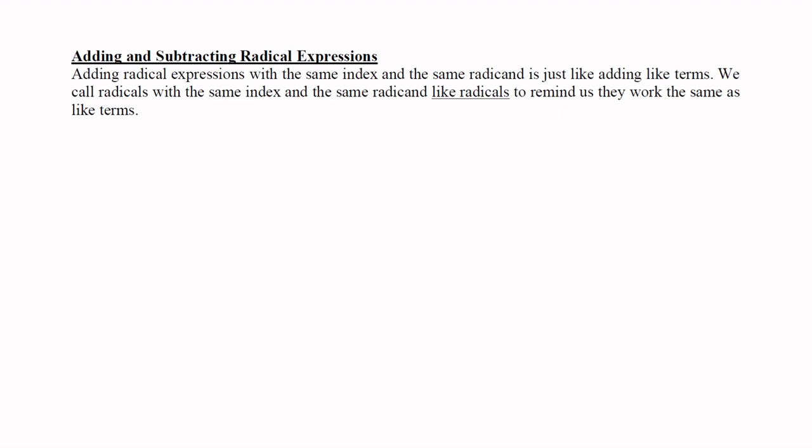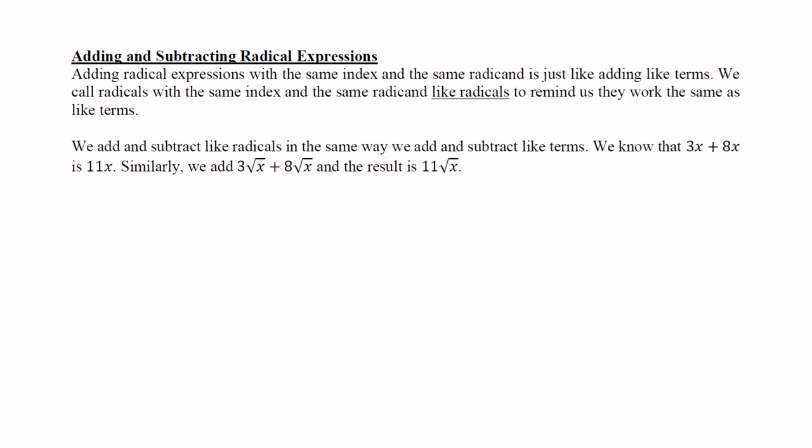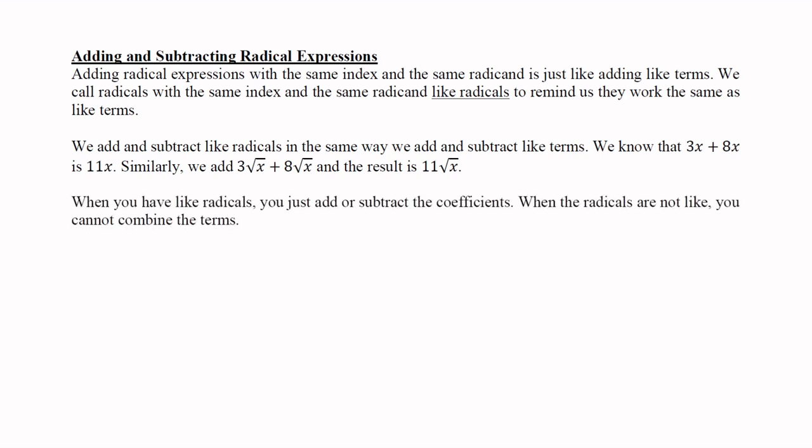Adding radical expressions with the same index and the same radicand is just like adding like terms. We call radicals with the same index and the same radicand like radicals to remind us they work the same as like terms. We add and subtract like radicals in the same way we add and subtract like terms. We know that 3x plus 8x is 11x. Similarly, we can add 3 square root of x plus 8 square root of x, and the result is 11 square root of x. When you have like radicals, you just add or subtract the coefficients. When the radicals are not like, you cannot combine the terms.